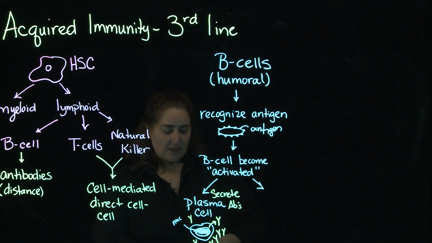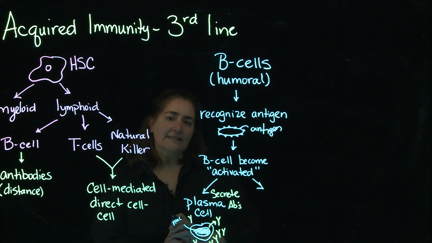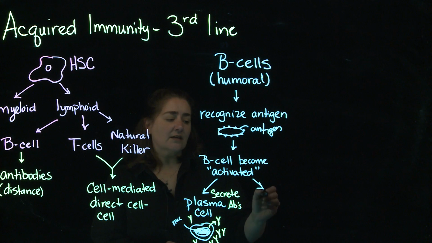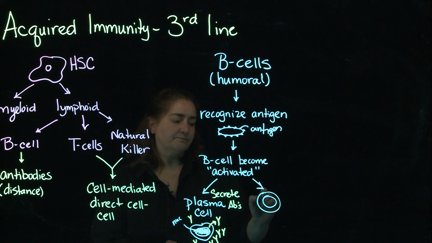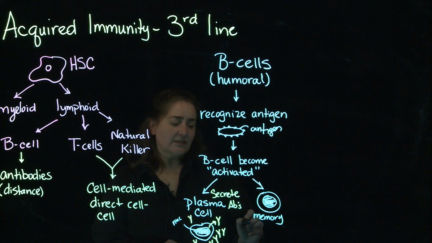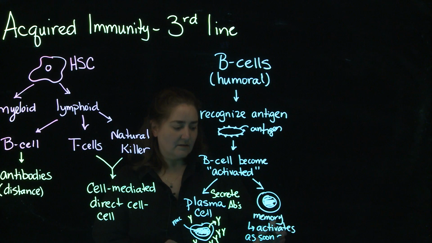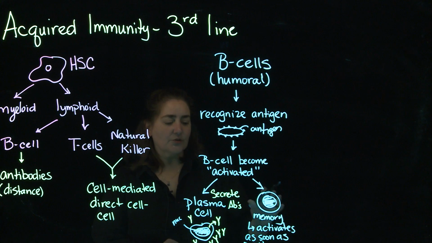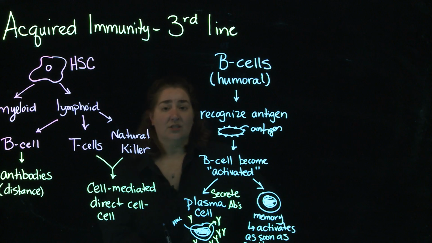In addition to generating a cell that can fight the infection immediately, that B cell is going to create a memory cell. And that memory cell is going to activate and start producing essentially a plasma cell once it recognizes that pathogen again.